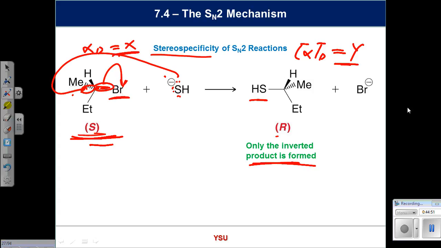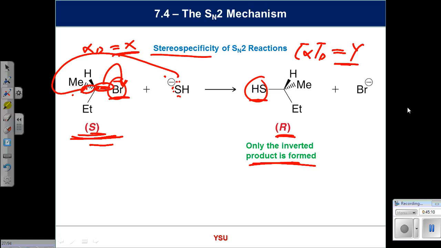In this example, it's a coincidence. S seems to turn into R. That shows you that something's changed, right? You've got the opposite name, S to R. But they're not related as molecules. This is not the same molecule as this, so they're not enantiomers. S turns into R, but that's all based on a scheme that people came up with to name these things.